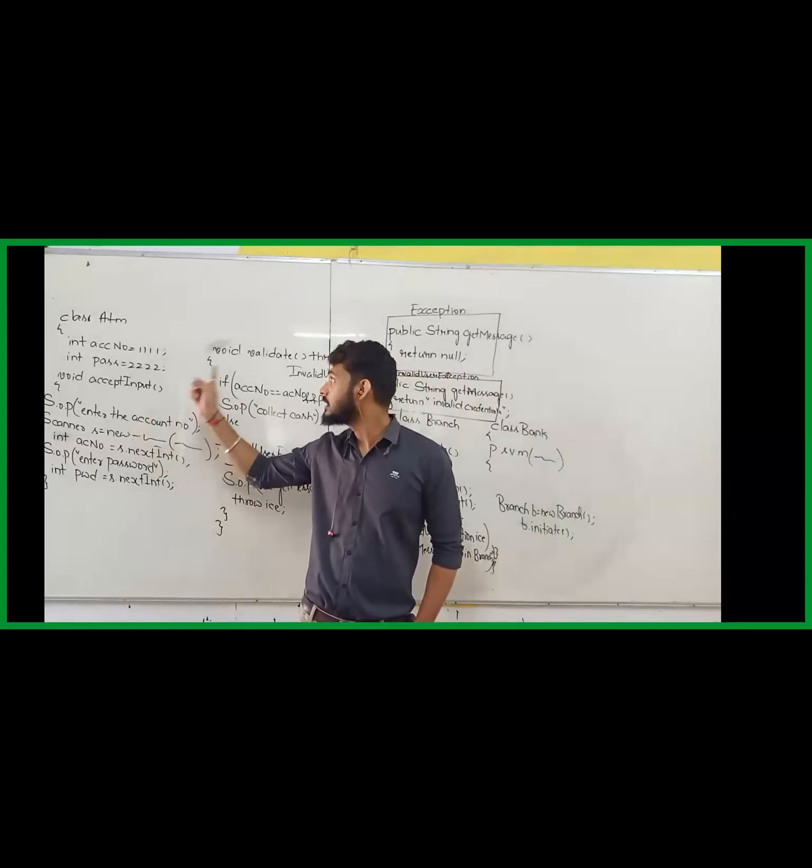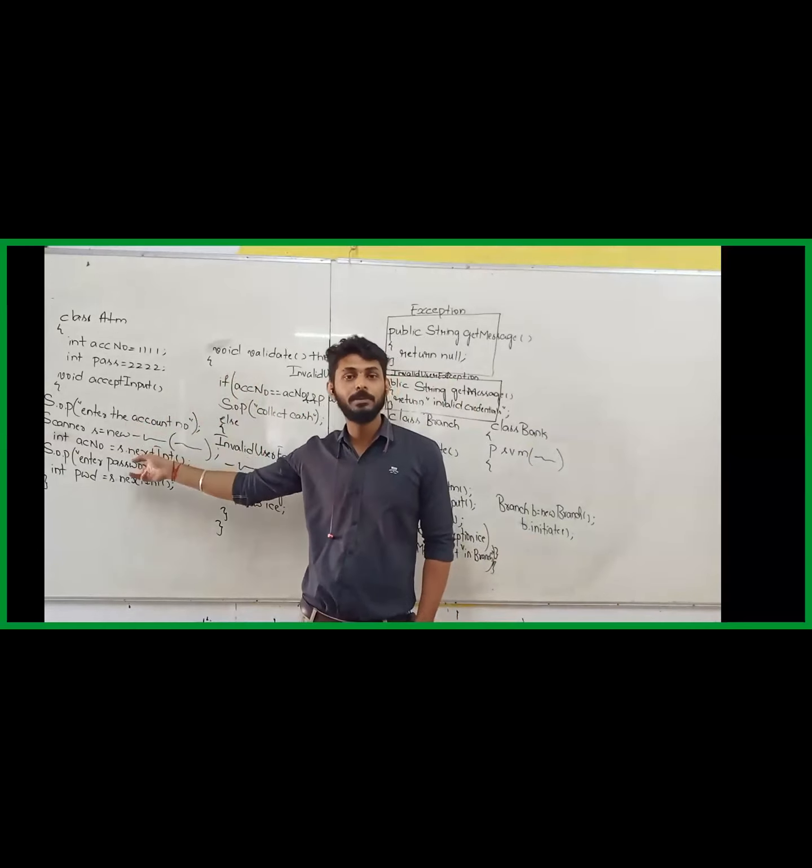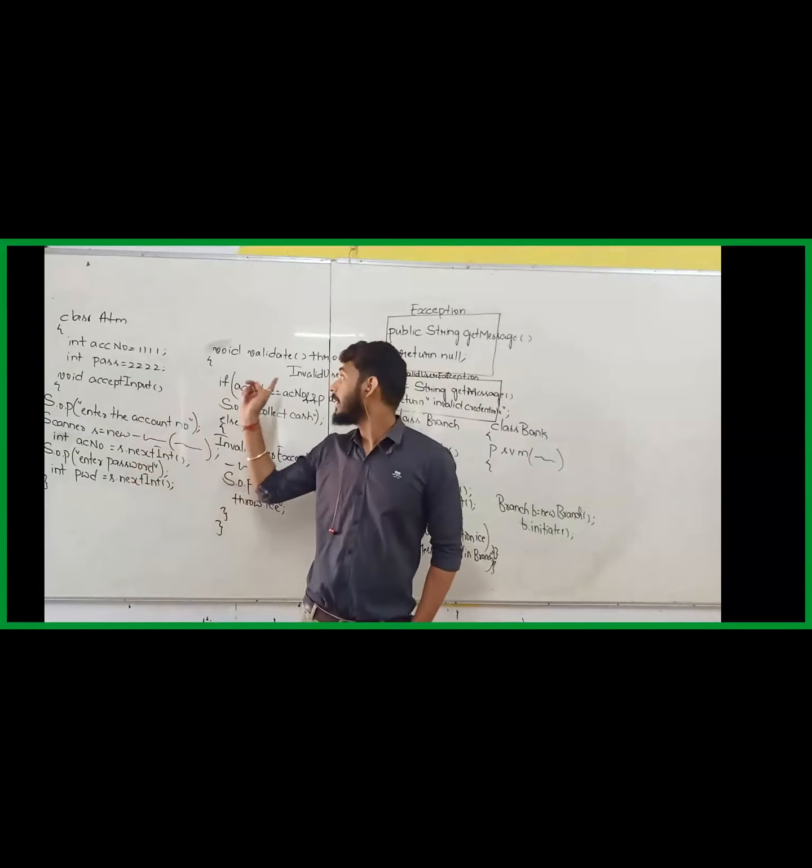Same accept input, same validate method I'll write. In accept input, what will I accept? Age I'll accept from the user. What is your age? Enter. In validate, what will I check?